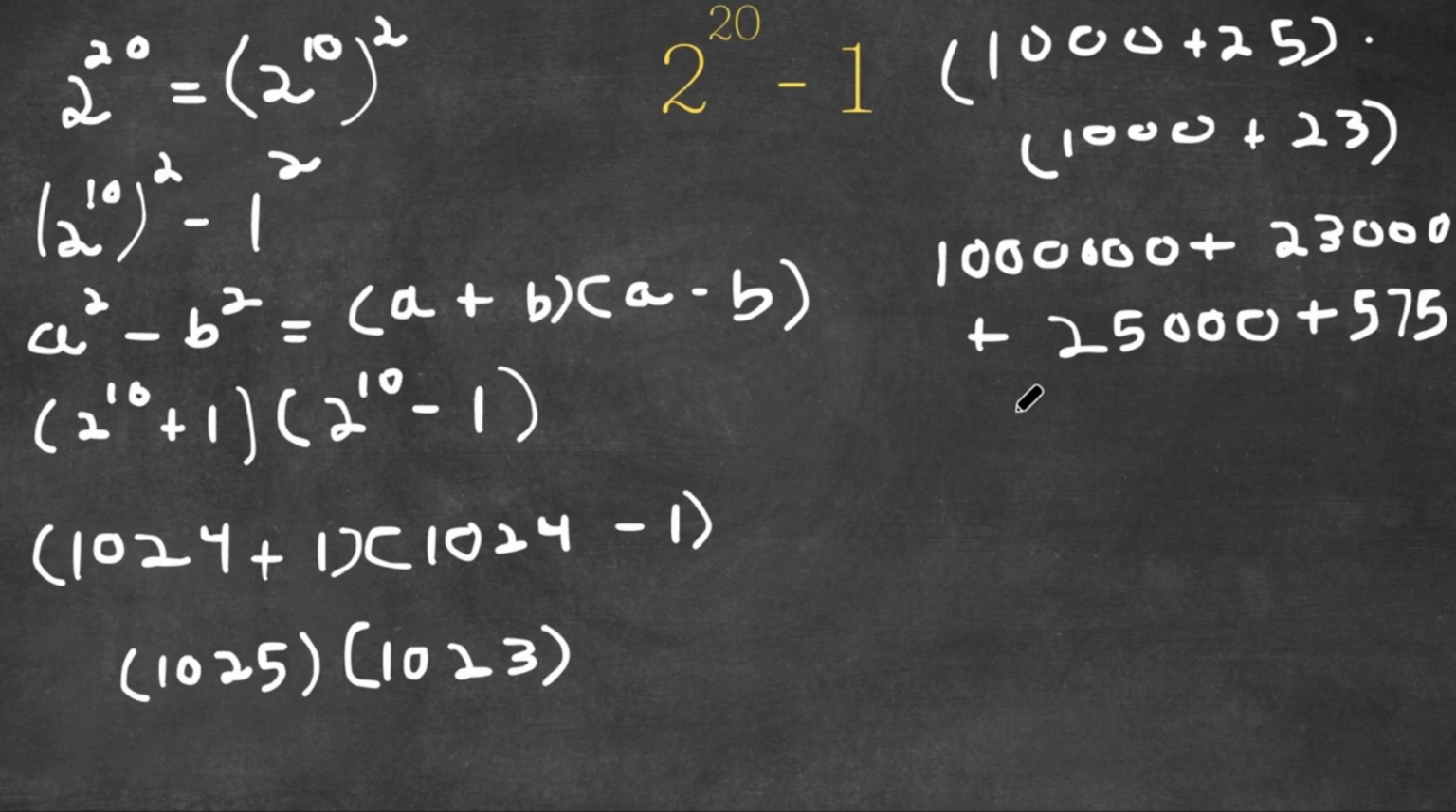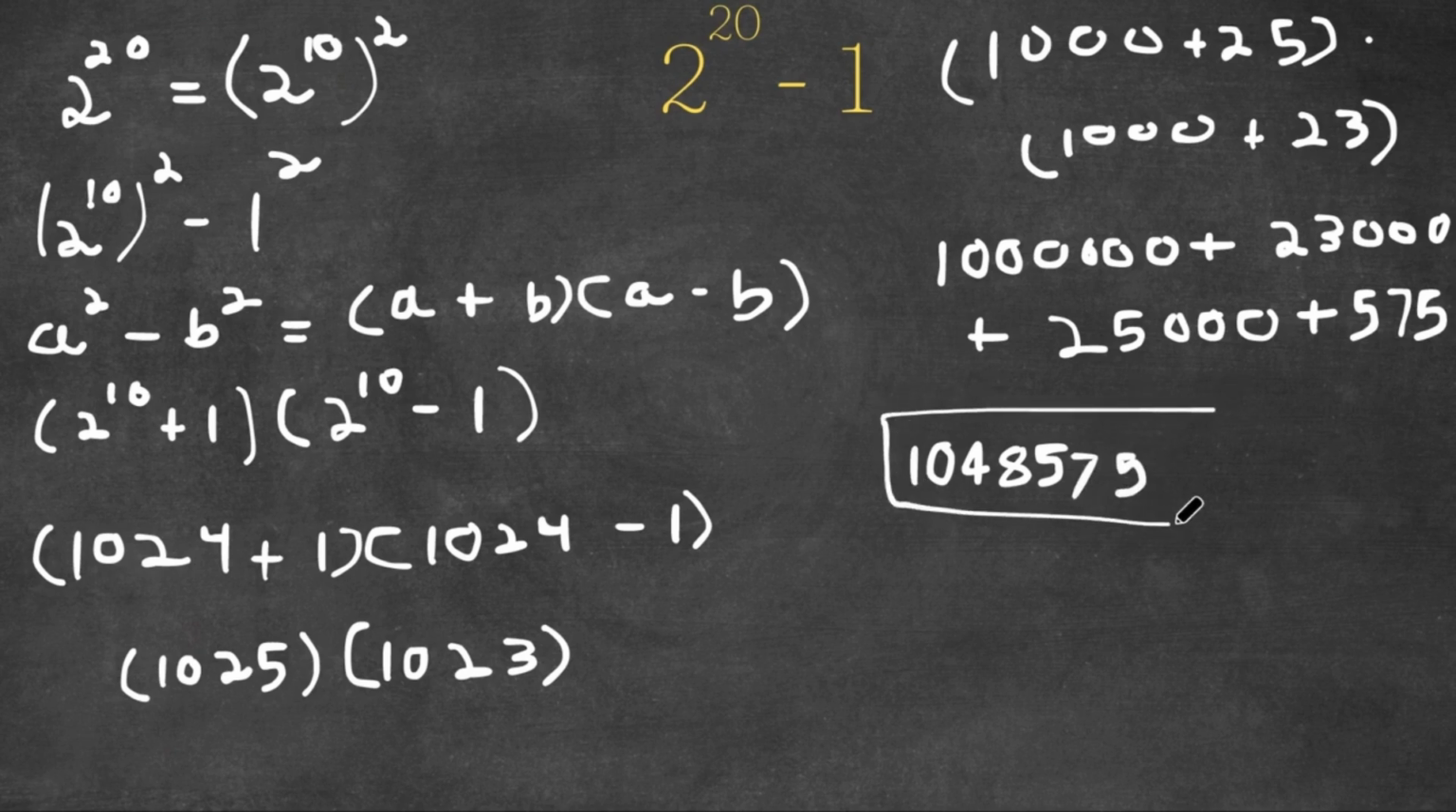So now all we have to do is simply add all of these up. Now, because 1 million is the largest, we have 1,0, then 25,000 plus 23,000 is simply 48,000. So we have 48. And then we have 575. So this is going to be our answer.